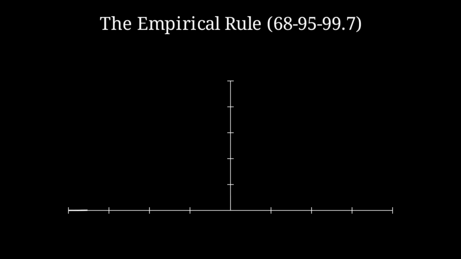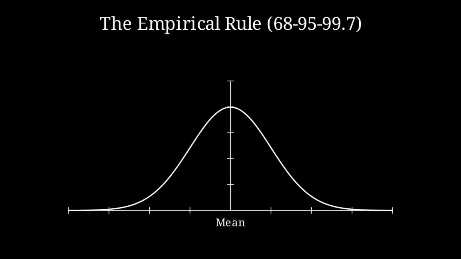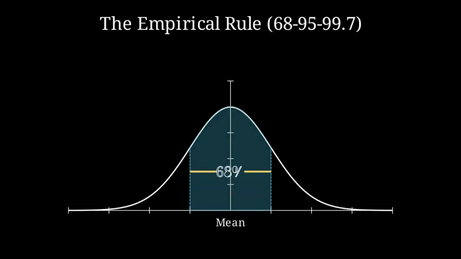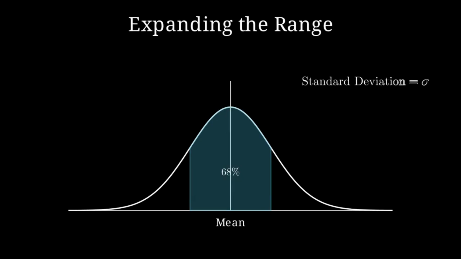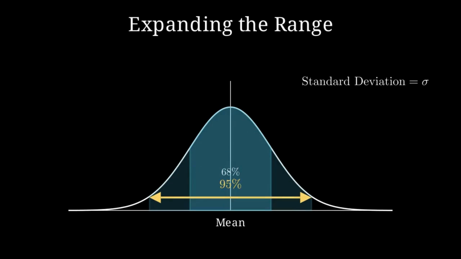The most important concept is the empirical rule. In a normal distribution, approximately 68% of all data points fall within one standard deviation of the mean. This is the core area where most of your data lives. Expanding further, 95% of data falls within two standard deviations, and a massive 99.7% falls within three. On the SAT, you will often use these specific percentages to calculate the number of items in a range.